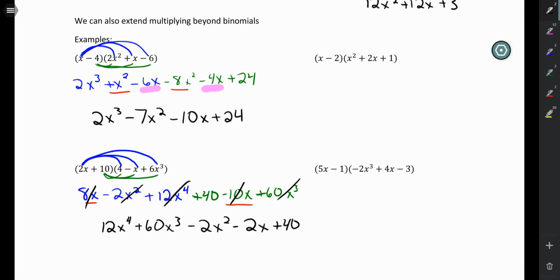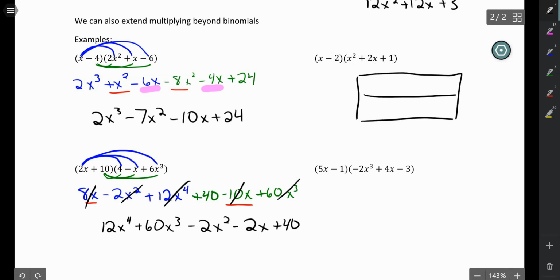So that's a lot to keep track of, and this is why I really like the box method. So let's take a look at this problem over here using that box method. So I've got 2 and 3, so I'm going to make my box 2 by 3. So here's my x minus 2, and here's my x squared, 2x, and 1.